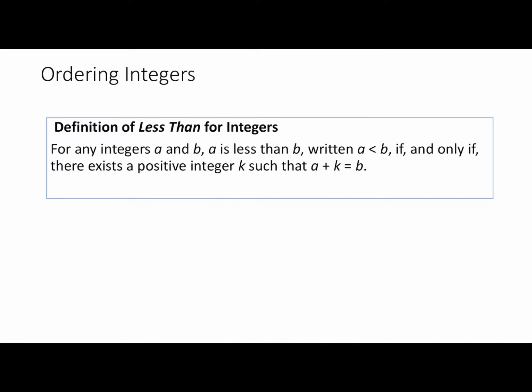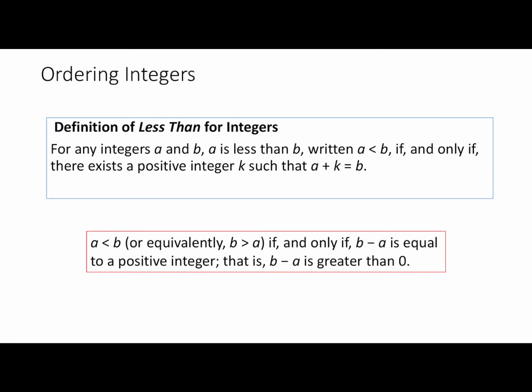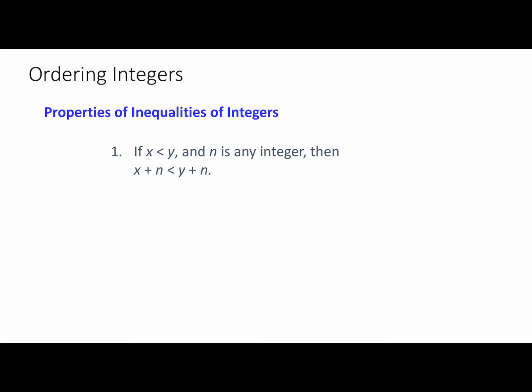We can talk about ordering integers. So we're going to define a to be less than b if there's some positive integer k such that a plus k equals b. A is less than b if and only if, when I subtract b minus a, I get a positive integer. That is, b minus a is greater than 0.